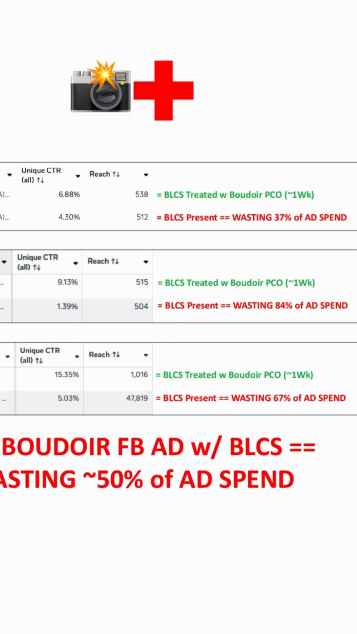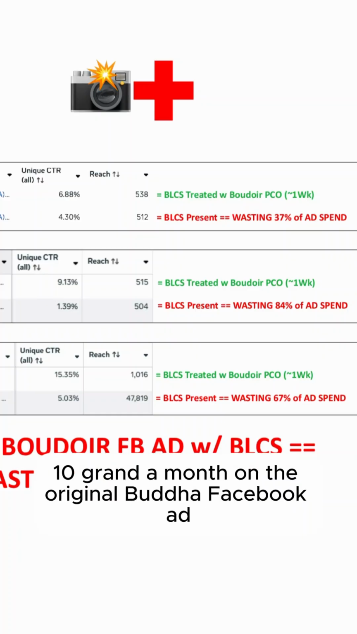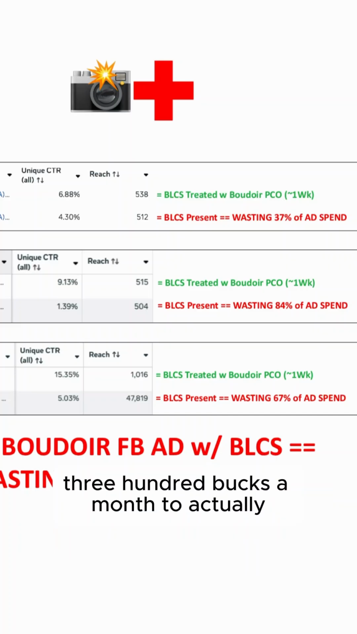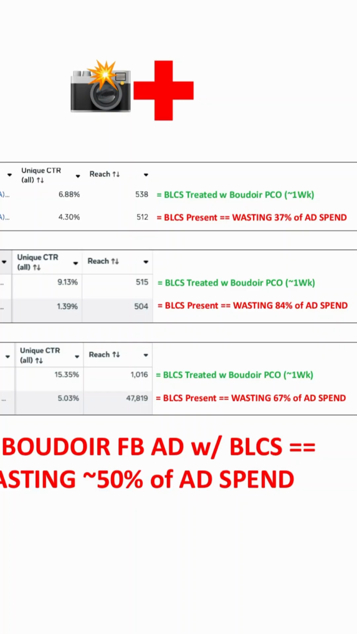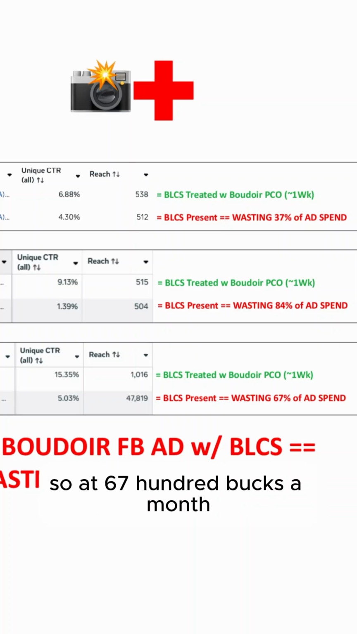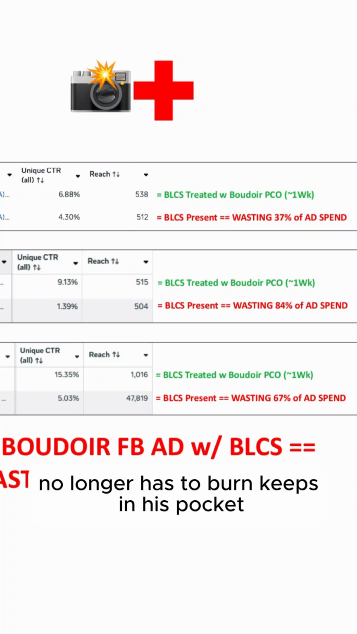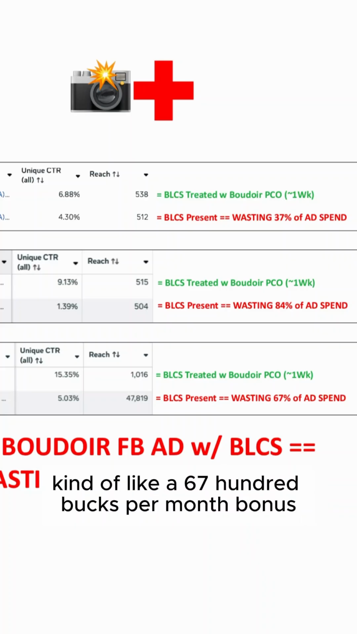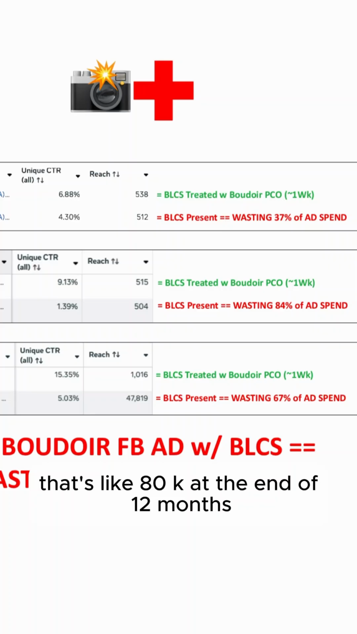If he's spending 10 grand a month on the original Boudoir Facebook ad, now he only needs to spend 3,300 bucks a month to get his ad into the same number of women's brains. So the 6,700 bucks a month, he no longer has to spend, no longer has to burn, keeps in his pocket, kind of like a 6,700 bucks per month bonus. That's like 80K at the end of 12 months.